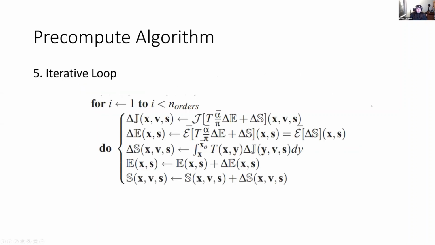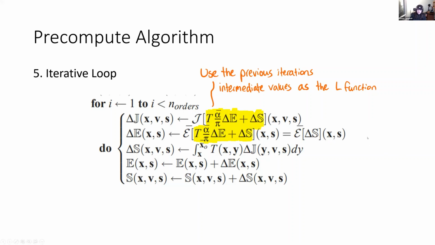And then here's the iterative loop, where we build up these tables with more and more information. Orders is basically how much scattering you want to compute. Do you want single scattering, double scattering, triple scattering, as many times as you want? The more you add, the more accurate you'll get, but I think typically they don't go past 3 because it doesn't really add that much after that. This scary part is really just saying, use the previous iteration's intermediate values to represent the lighting function that you're going to use in these equations. You can see these are the same here because it's just saying the previous iteration's light.